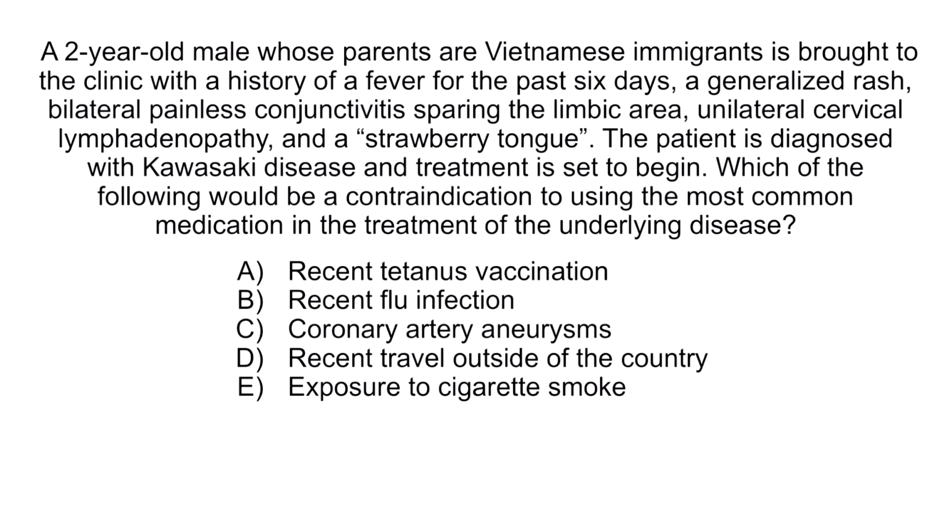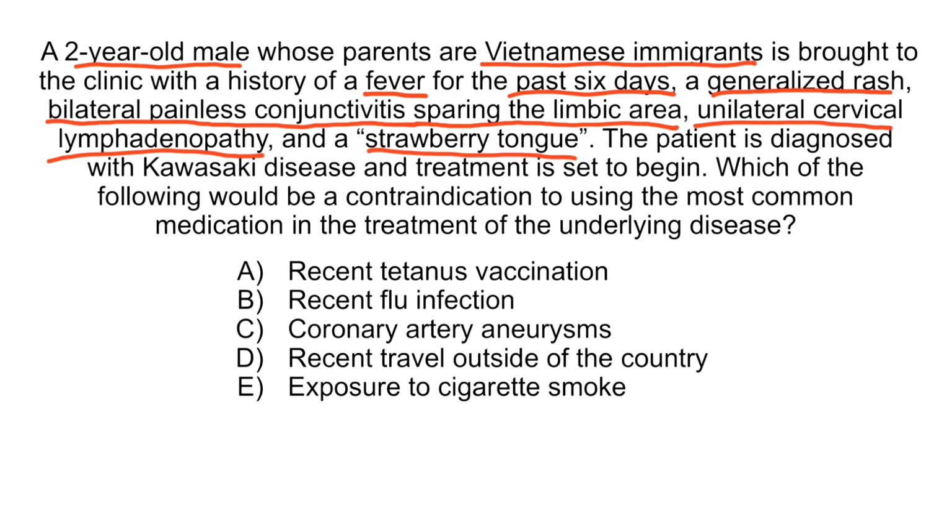Now let's do a board-style question to wrap this up. A 2-year-old male whose parents are Vietnamese immigrants is brought to the clinic with a history of a fever for the past 6 days, a generalized rash, bilateral painless conjunctivitis sparing the limbic area, unilateral cervical lymphadenopathy, and a strawberry tongue. The patient is diagnosed with Kawasaki disease, and the treatment is set to begin. Which of the following would be a contraindication to using the most common medication in the treatment of the underlying disease? A. Recent tetanus vaccination.